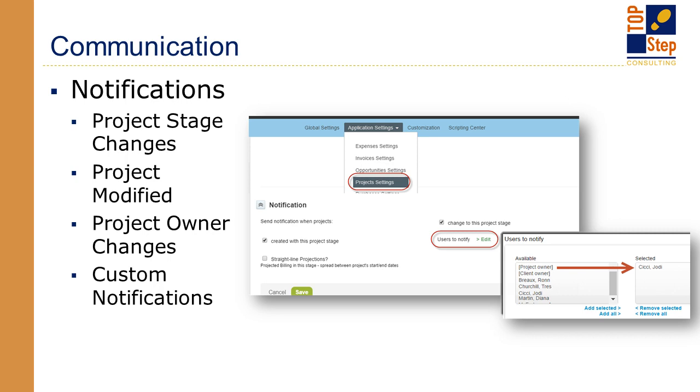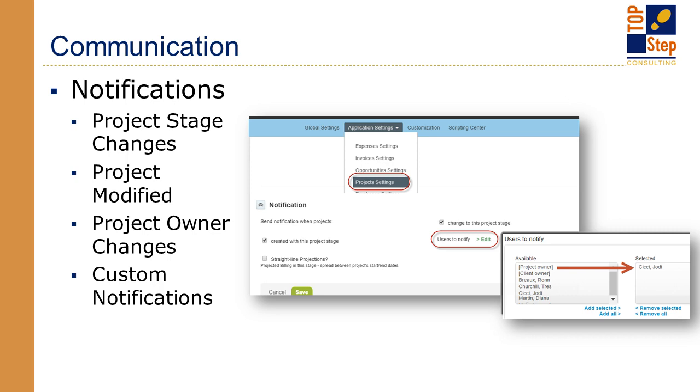Notifications can be created when certain conditions are met, such as a project stage changes, projects are modified, project owner changes, or many other custom notifications. When a project stage changes from a pending stage to an active stage, and you want to notify a project owner or a particular person to let them know the project is ready to kick off and begin work, it's an automated notification that comes through the system.